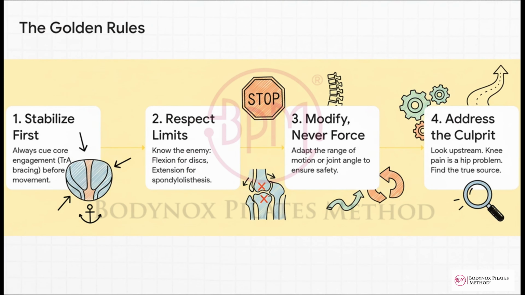And this brings us right to your 4 golden rules. 1. Stabilize first, always. 2. Respect the anatomical limits of the specific injury. 3. Modify everything and never, ever force a movement. And 4. Address the true culprit by looking upstream from the site of the pain. If you apply these principles, you won't just keep your clients safe, you'll truly empower them.